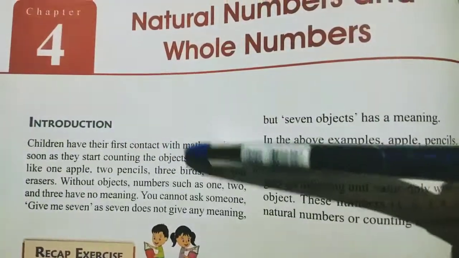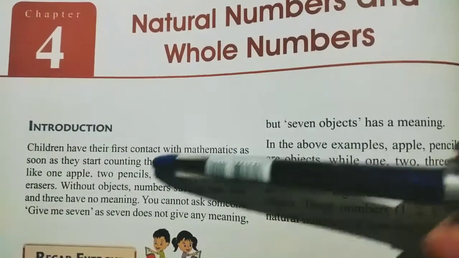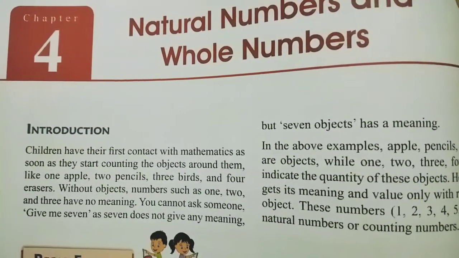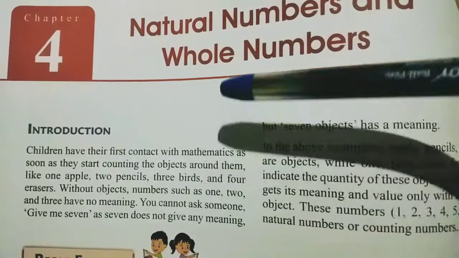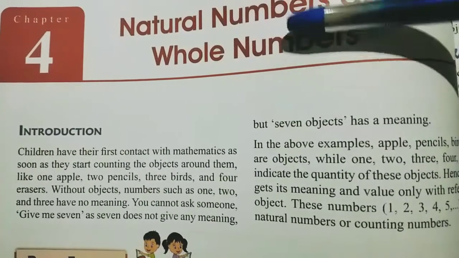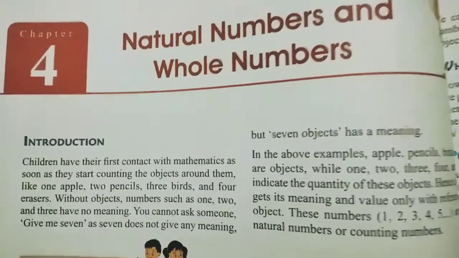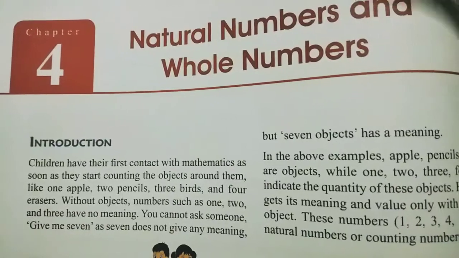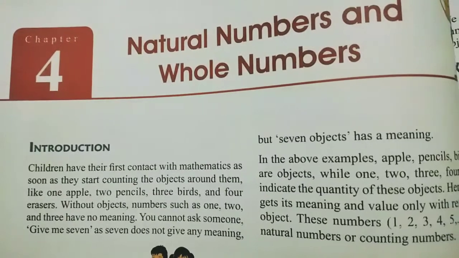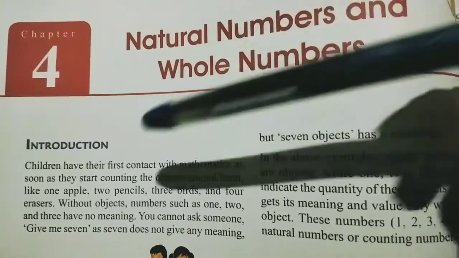Children have their first contact with mathematics as soon as they start counting the objects around them, like 1 apple, 2 pencils, 3 birds and 4 erasers. That means you got the touch of mathematics very early. You are in contact with mathematics when you learn to count anything. Counting starts, that means mathematics starts. So when you know counting, then mathematics starts.